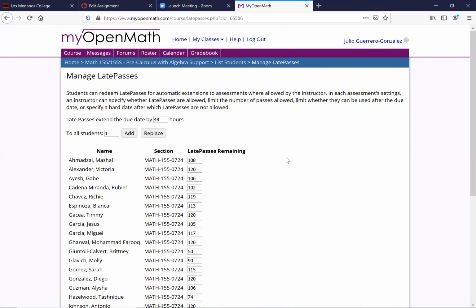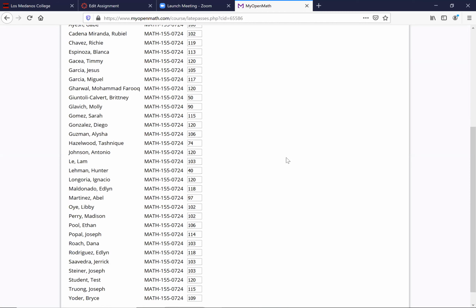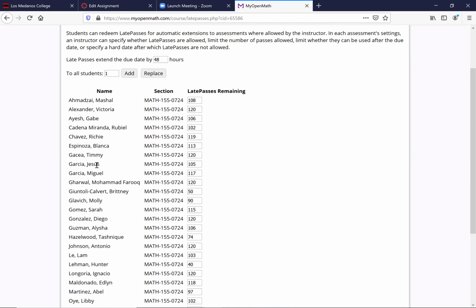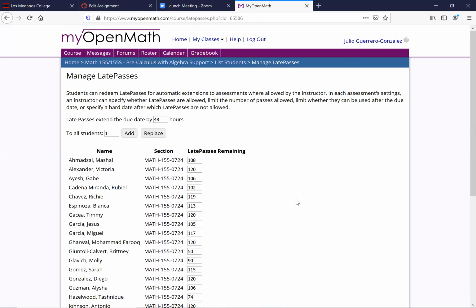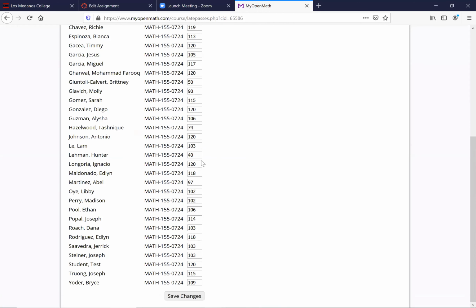Let's see if you actually ran out. Brittany, no, you still have 50. Oh wow. Why do I only have 50? I don't know. Everyone's over in the hundreds. Yeah, everybody's still in the 100. Well, a couple people. There's one person that has 40, but everybody else is still in the 50s.